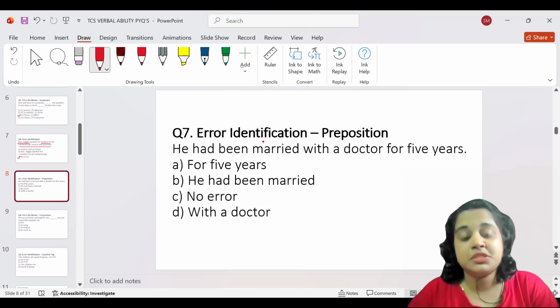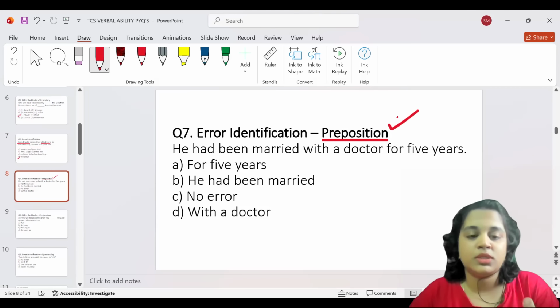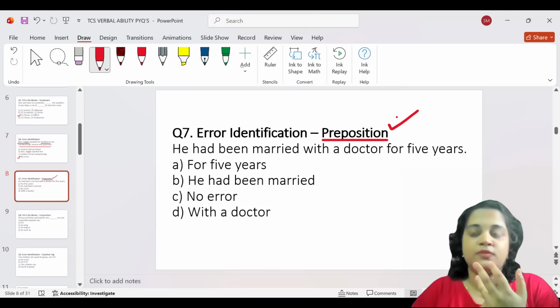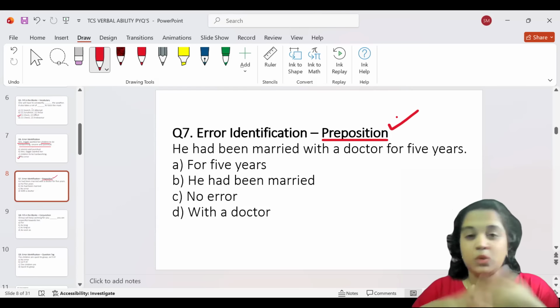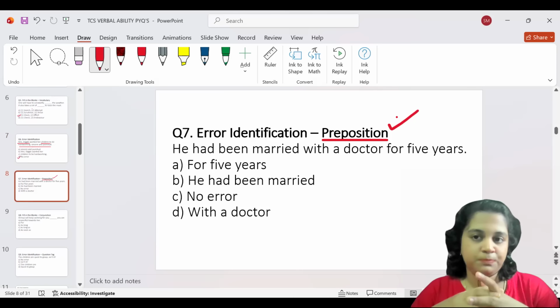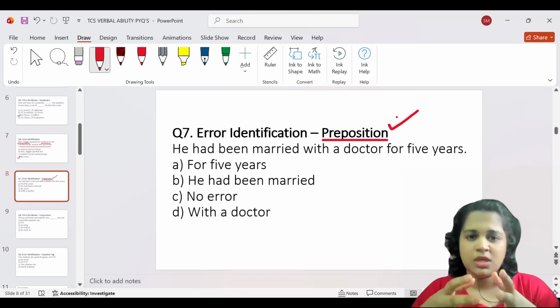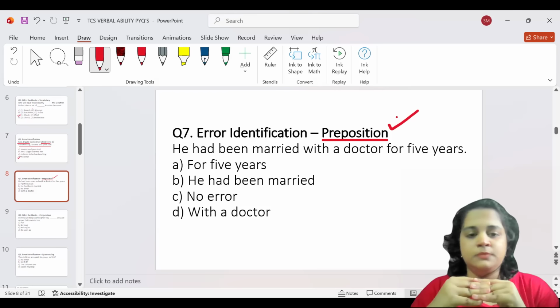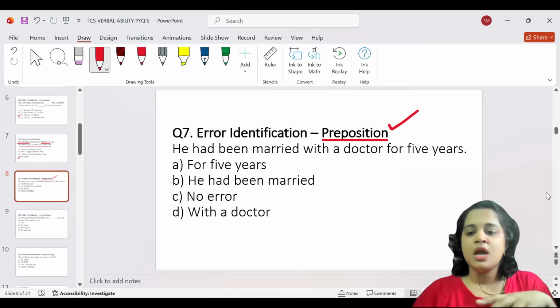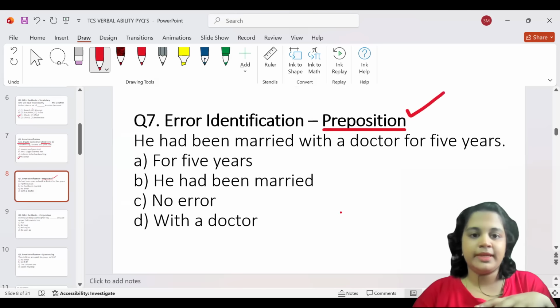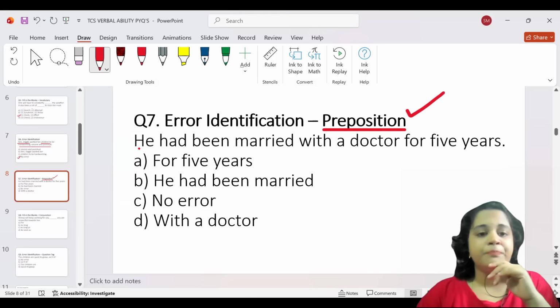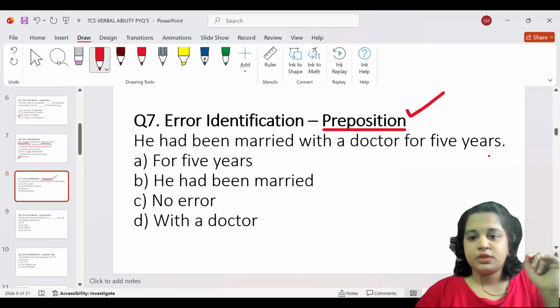And this sentence has the error in the preposition. So I marked it out for you guys so that you can solve questions more easily. You can look for prepositions. You can look for errors in the punctuation marks. You can look for errors in the articles. These are the places where mostly the people who conduct exams place faulty errors or play tricky questions so that we get confused. So you can look for errors in these places and you can easily correct them when it comes to error identification. All right. He had been married with a doctor for 5 years.